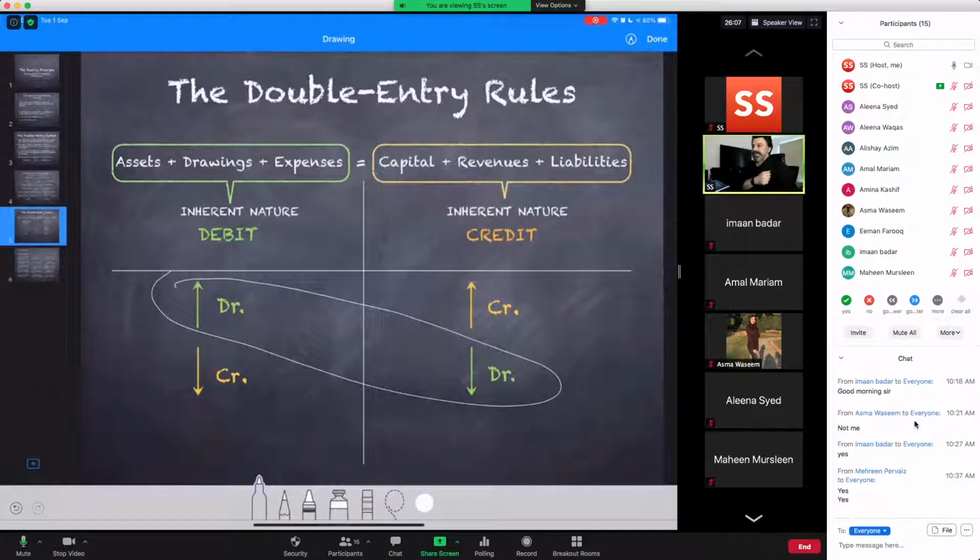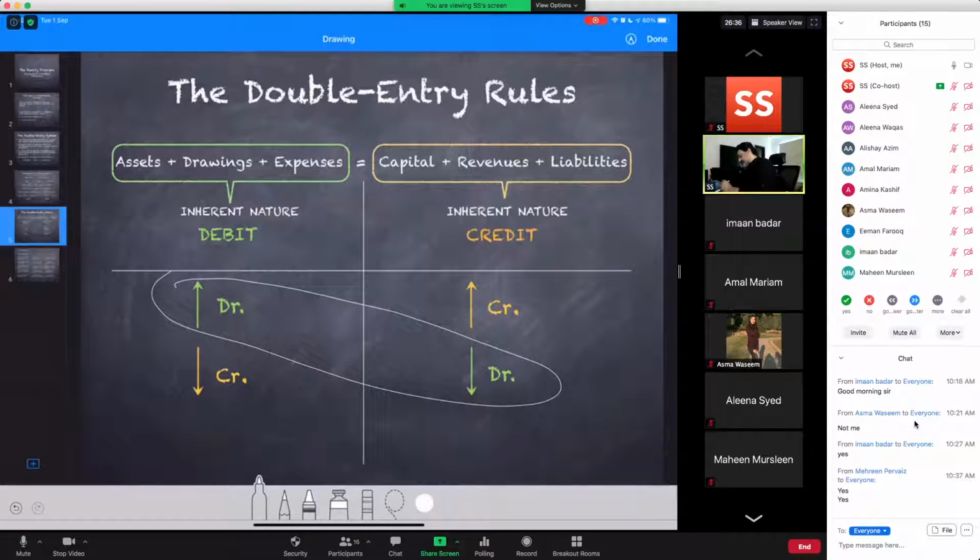So debit means either an increase in the assets, drawings, and expenses, or decrease in the capital, revenues, and liabilities. This is what the debit's true meaning is. So every time we use the term debit, that means either assets, drawings, or expenses are increasing, depending on the nature of the transaction. Either these three items are increasing, or the other three items are decreasing, which exist on the right side of the equation: capital, revenues, or liabilities.